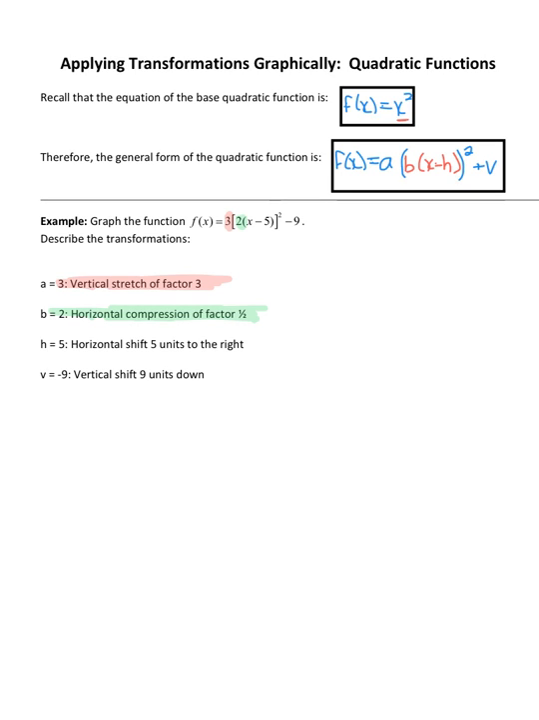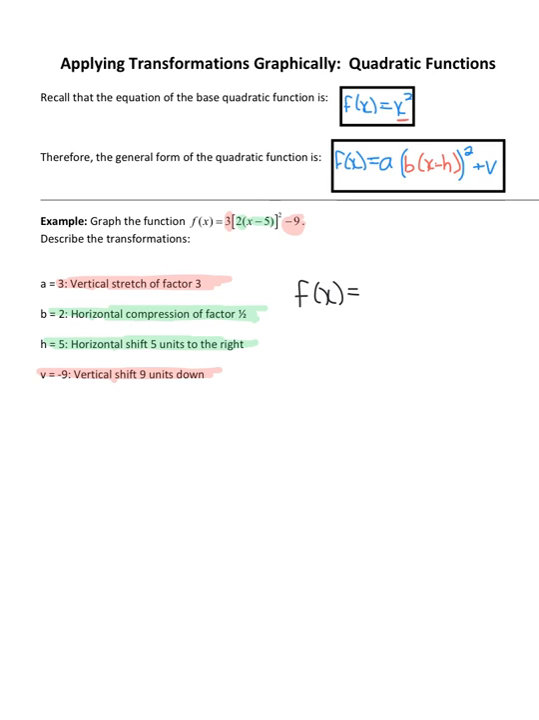The negative 5 is also in the brackets. So again, it's the opposite of what it looks like. So we're subtracting 5, which means that h is 5, which means there's a horizontal shift 5 units to the right. And then negative 9 is outside the brackets, and it's as it looks. So v is equal to negative 9, and that means there is a vertical shift 9 units down.